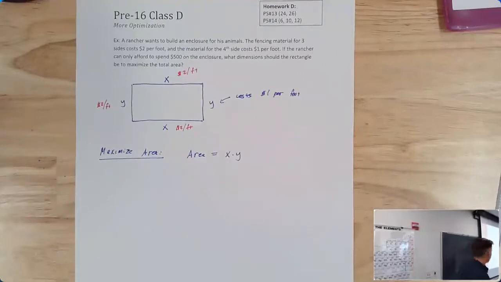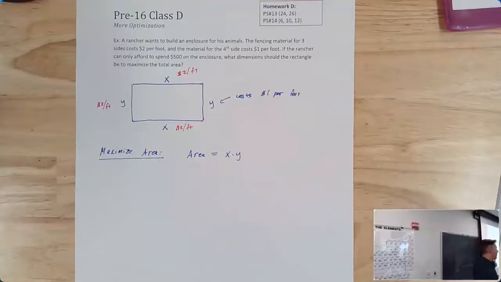The constraint here is a little bit harder than it was on Wednesday. On Wednesday, we were given the constraint that we only had so much fence to use. So like on Wednesday, if this problem instead said, I only have 600 feet of fence to use, I would say my constraint is X plus Y equals 600, or 2X plus 2Y equals 600.